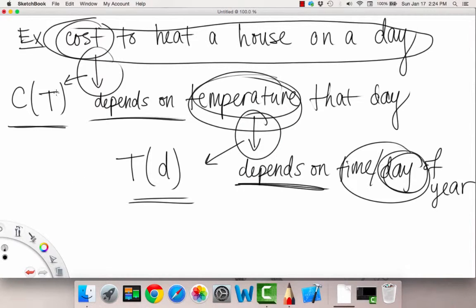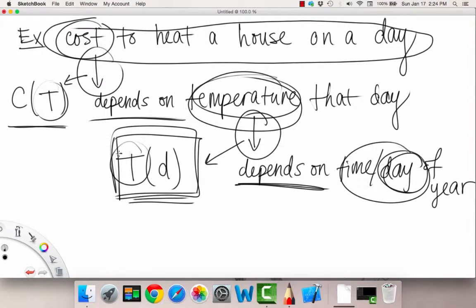See how the bridge between these two functions is the T? The capital T shows up in both functions. T of D is the function that gives us the output, temperature, based on the day, and we stick that output in as the input to our cost function. All we're going to do is compose our function: C of T, which looks like our original one, and T depends on D as well.